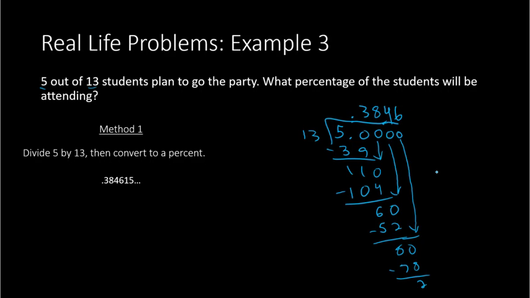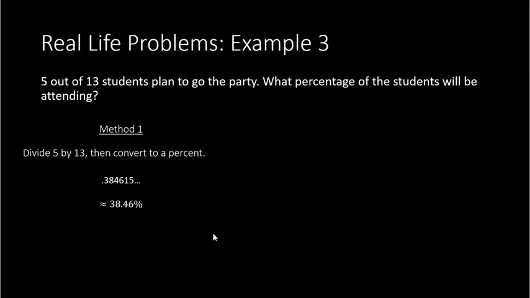So if we keep going, it's going to be 0.384615, etc. But we don't need to keep going too far, because to convert to a percent, our decimal point just needs to move over 2 places, 1, 2. That gives you 38.4615%, which you can round to, let's say, the 100th place. That'd be 38.46%. So that is one approach, and probably one of the more common approaches to finding the percentage.